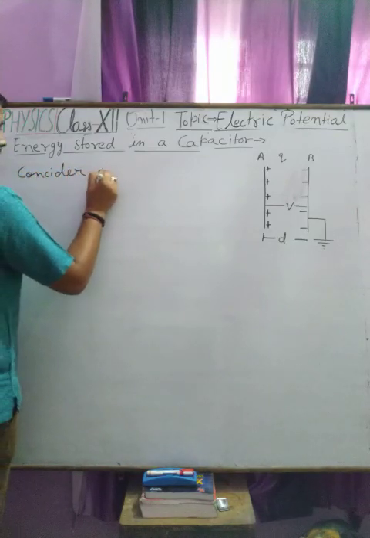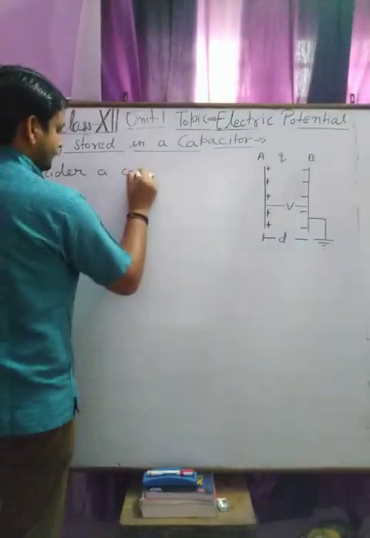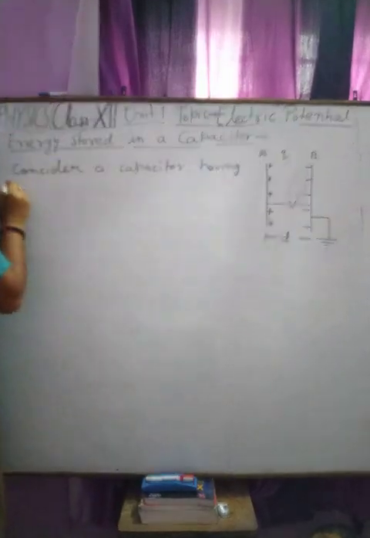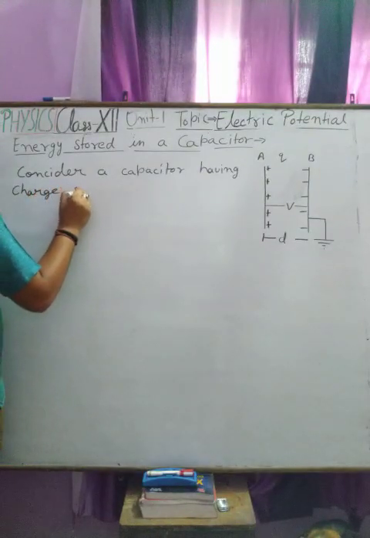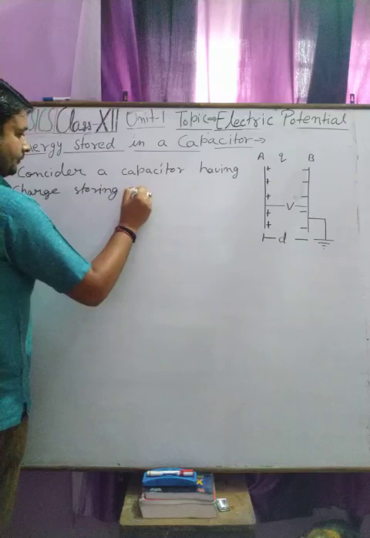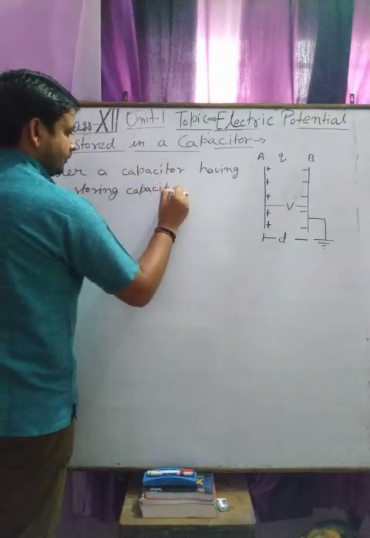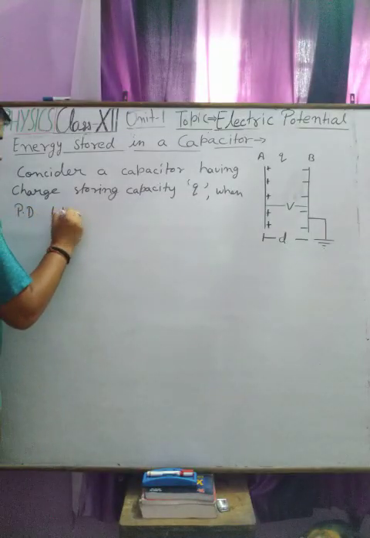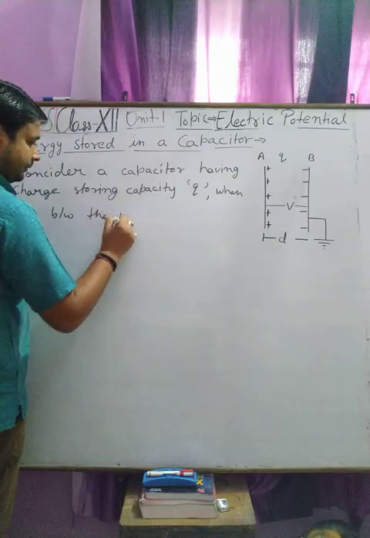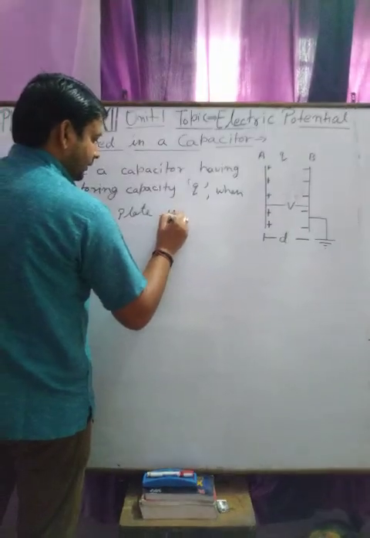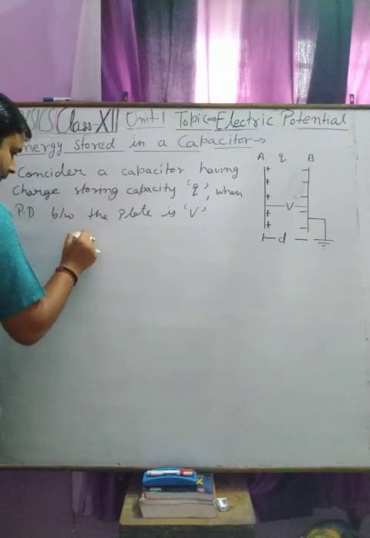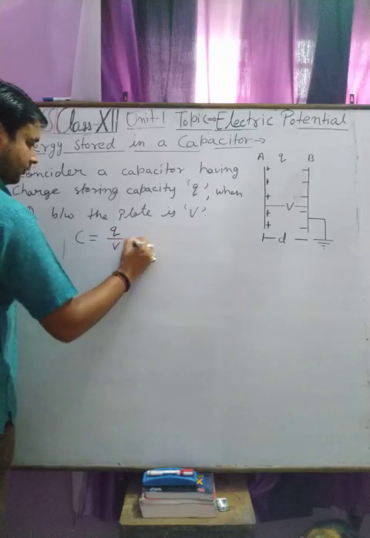Consider a capacitor having charge storing capacity Q when the potential difference between the plates is V, which is given by C is equal to Q upon V. Equation first.